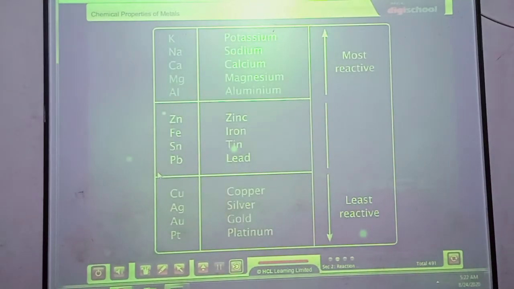Metals are arranged in a table, the activity series, according to their reactivity. Potassium and sodium are at the top because they are the most reactive metals. Gold and platinum are at the bottom because of their low reactivity.